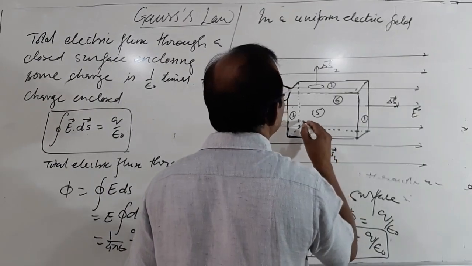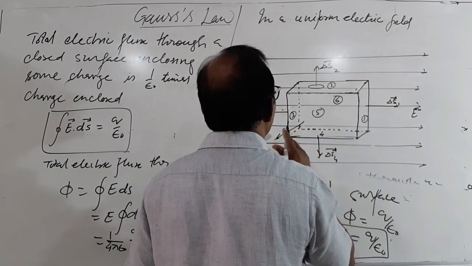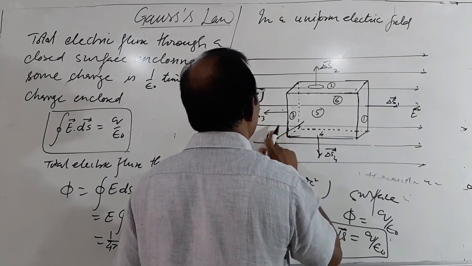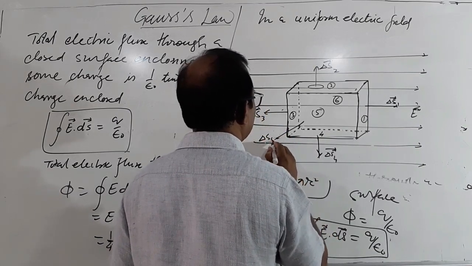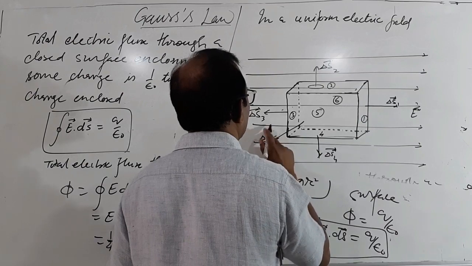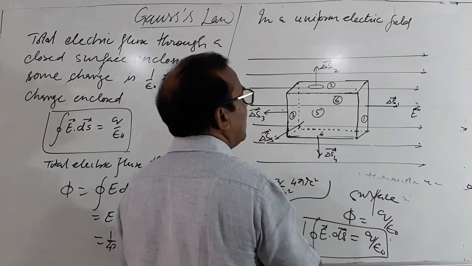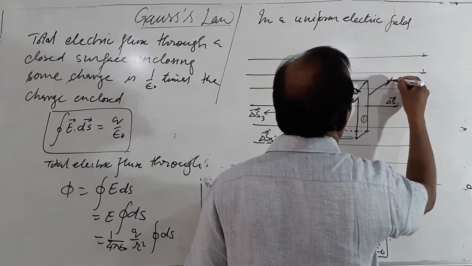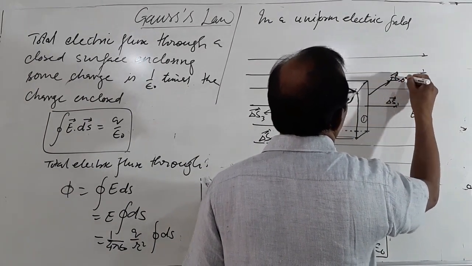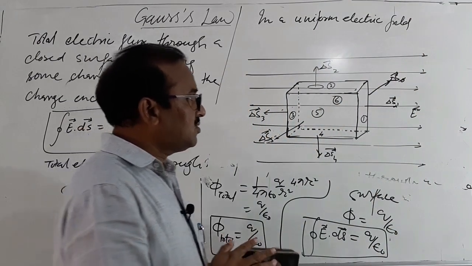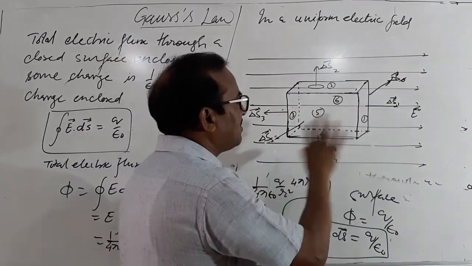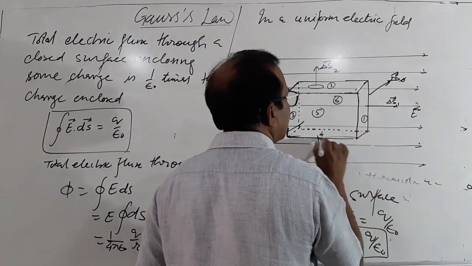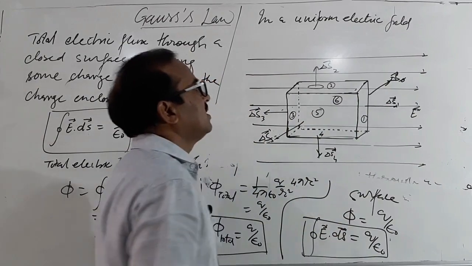And this face, 5, has its area vector delta S5, and behind it the 6th face has delta S6. The field is uniform, so the value of the field is constant everywhere and its direction is from left to right everywhere.